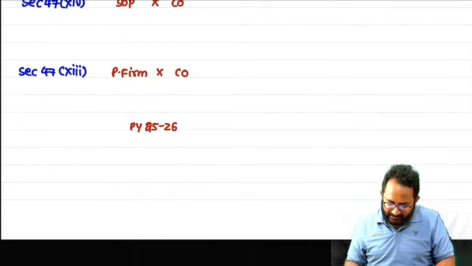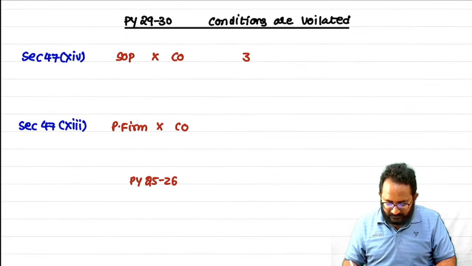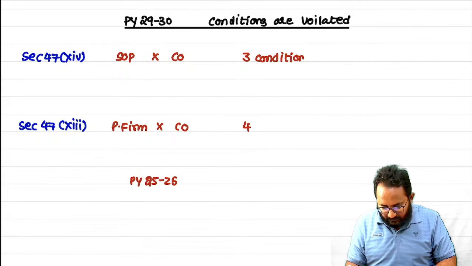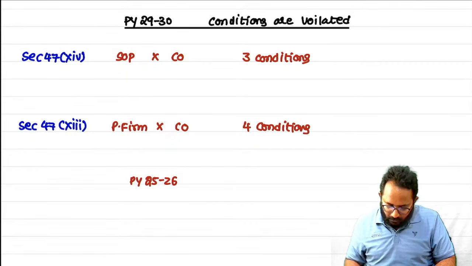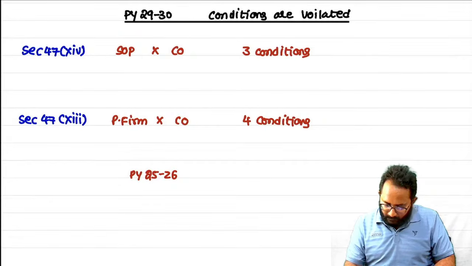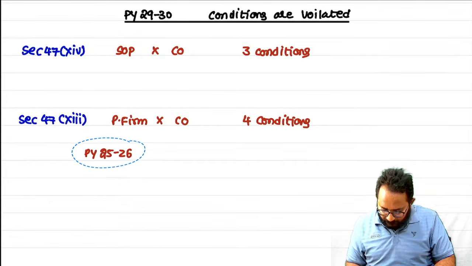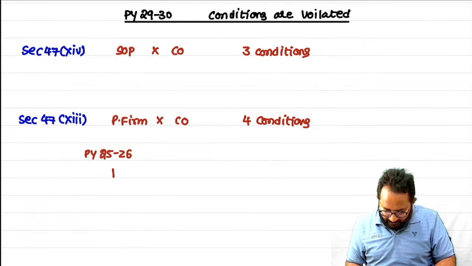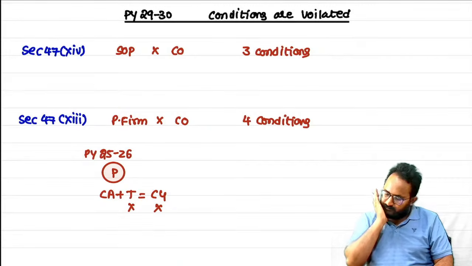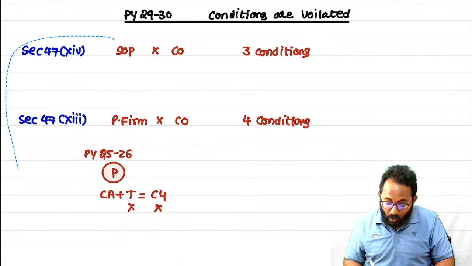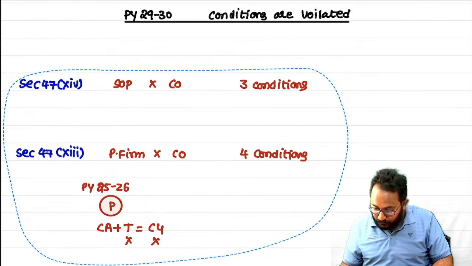25-26. Upon the satisfaction of these conditions, to whom have we given the exemption? The sole proprietor as well as the partnership firm. So the predecessors are simply escaping one tax, that is, capital gain tax. Understood? If conditions are violated in future, in which year?